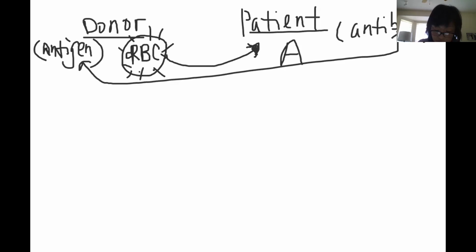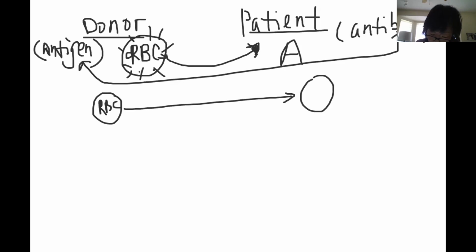Then you did this transfusion for nothing. Okay? You want to make sure this donor's RBC will work in the patient's blood. To make sure this RBC will work in this patient's blood, you want to make sure that the patient's antibody does not match the antigens on the donor's RBC. Okay, let me give you an example here.